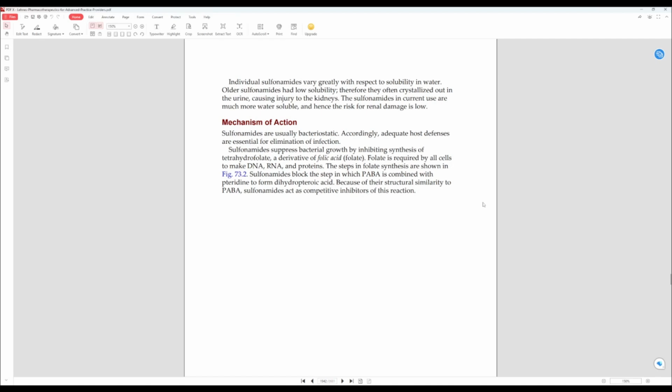So how do they work? Sulfonamides are usually bacteriostatic. Accordingly, adequate host defenses are essential for elimination of infection. Sulfonamides suppress bacterial growth by inhibiting synthesis of tetrahydrofolate, a derivative of folic acid. Folate is required by all cells to make DNA, RNA, and proteins. The steps in folate synthesis are shown in Figure 73.2. Sulfonamides block the step in which PABA is combined with pteridine to form dihydropteroic acid. Because of their structural similarities to PABA, sulfonamides act as competitive inhibitors of this reaction.